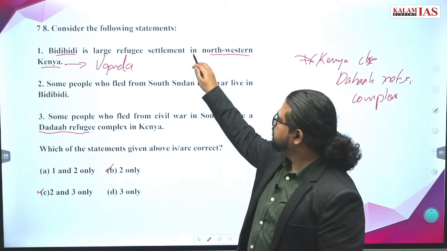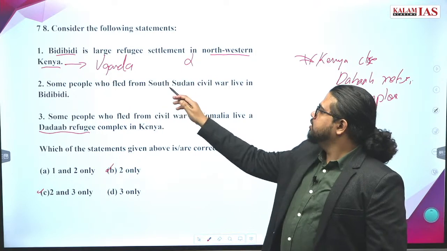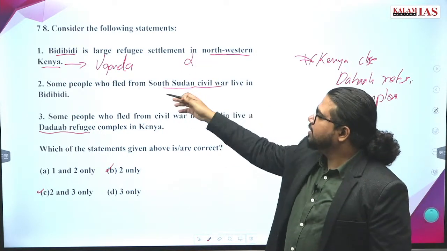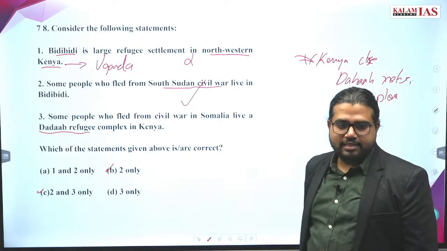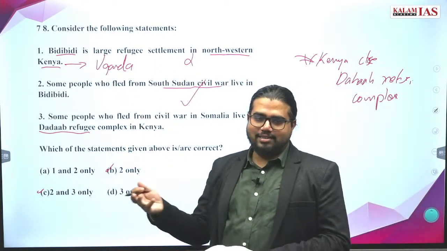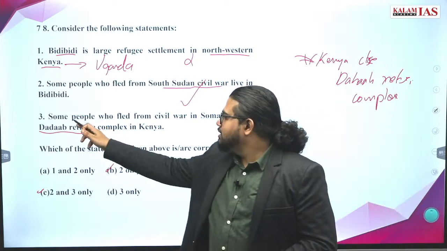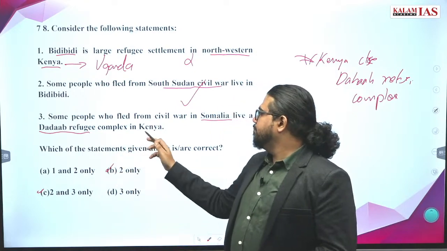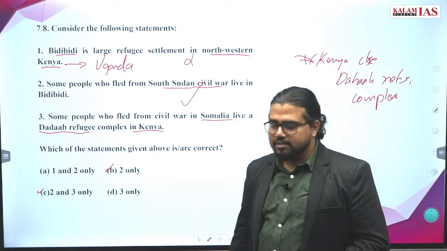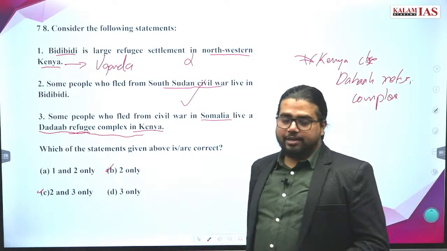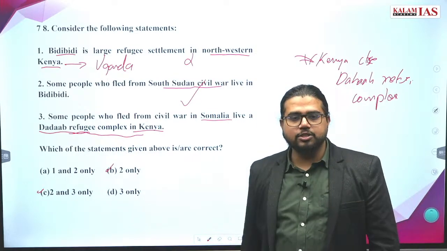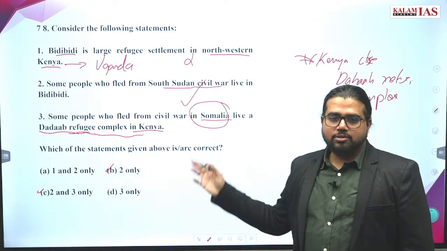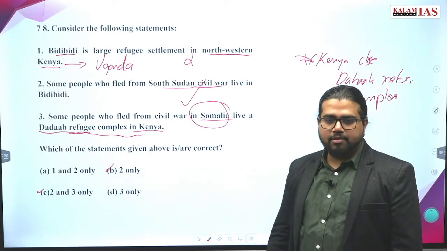Not in Kenya. This option is wrong. Some people who fled from the South Sudan civil war live in BDBD. It's a refugee settlement, so you can guess it can be feasible. Some people living there means it's a very plausible statement. Some people who fled from the civil war in Somalia live in the Dadaab refugee complex in Kenya. Here, if you know, Dadaab is the world's biggest refugee camp. It is also in Africa, so there is a possibility some people will be living there.